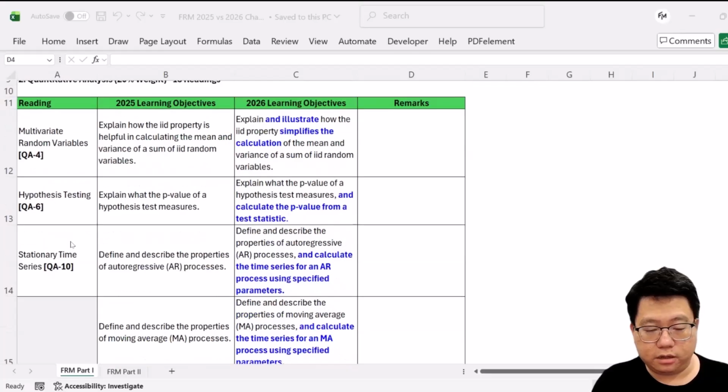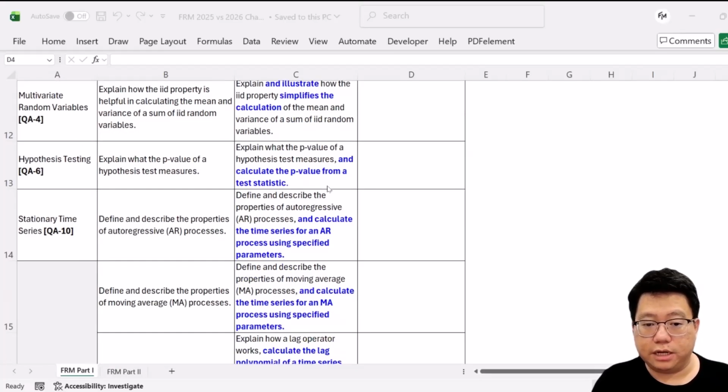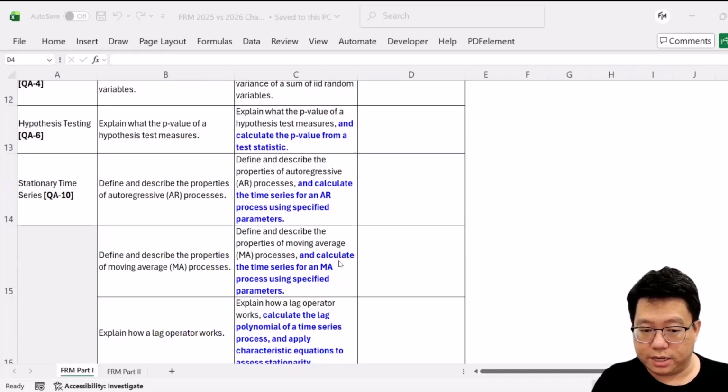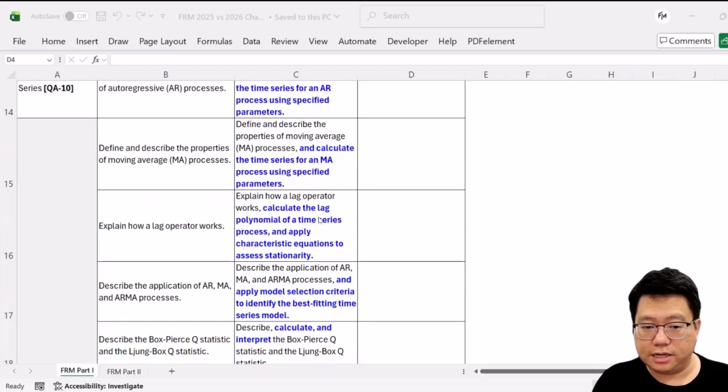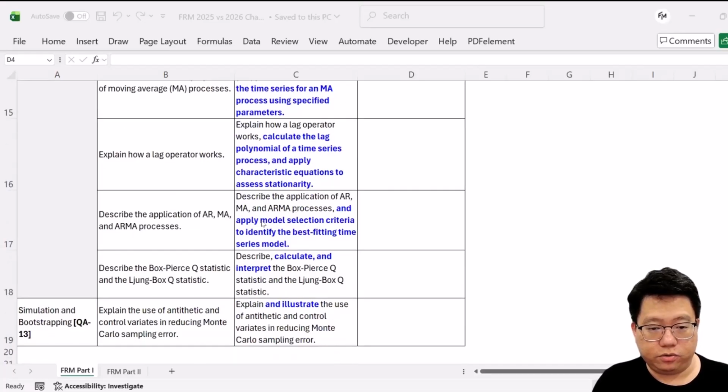For reading 10 on stationary time series, now they have added that you need to calculate the time series for an autoregressive process using specified parameters. You need to calculate the time series for a moving average process using specified parameters. Then you need to calculate the lag polynomial of a time series process and apply characteristic equations to assess stationarity. Then you will need to apply model selection criteria to identify the best fitting time series model.